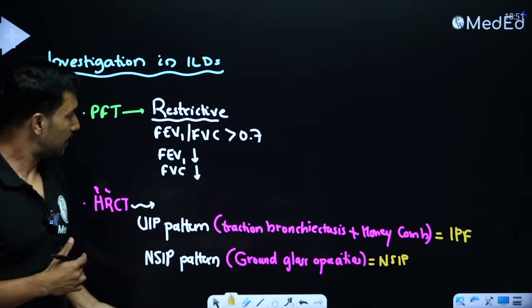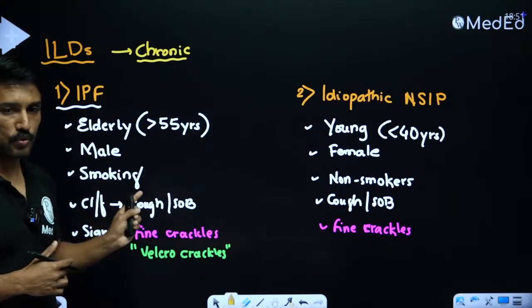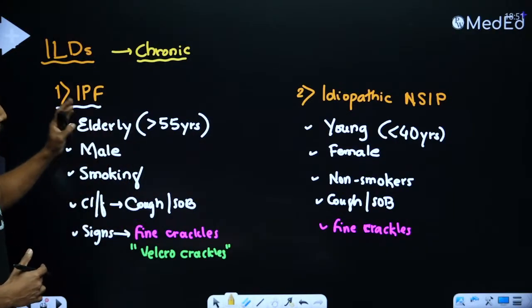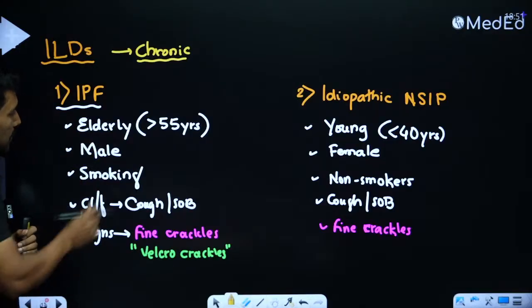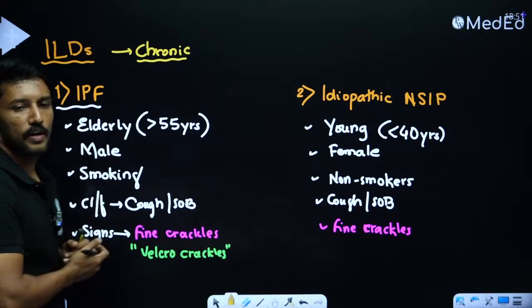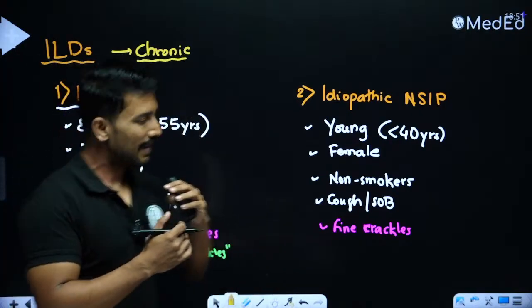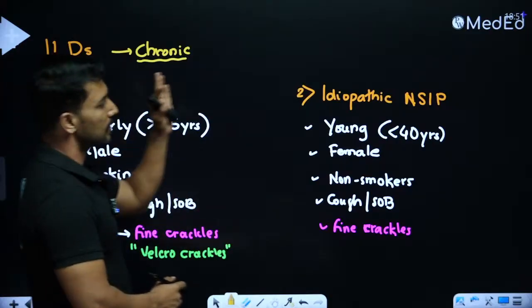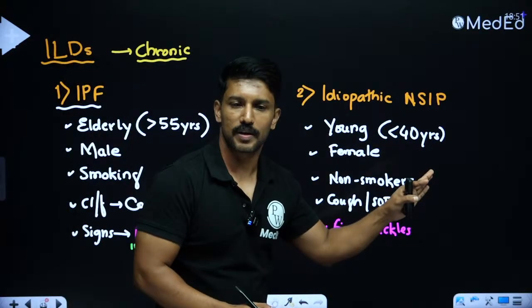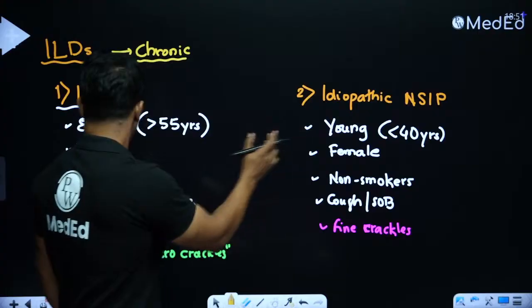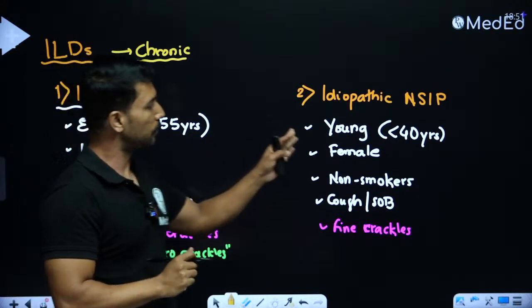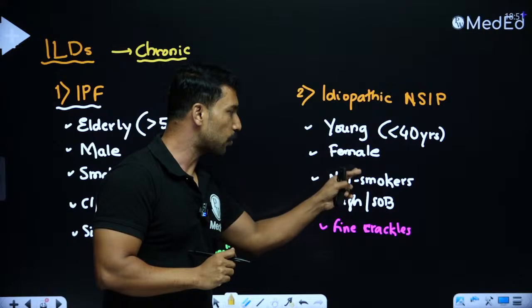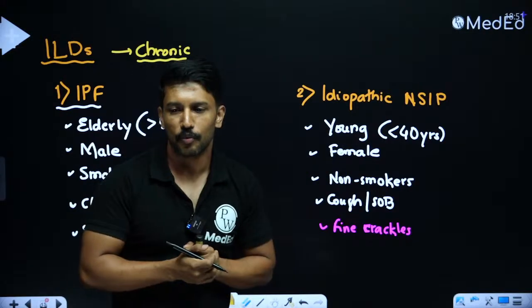Again, to make it easier for you to remember the two subtypes of ILDs, all you have to remember is IPF. A classical case of IPF is an elderly male with a smoking history. And exactly opposite of it is a classical case of idiopathic NSIP. An elderly male smoker is at risk of developing IPF. Opposite of it, a young non-smoking female is at risk of idiopathic NSIP.